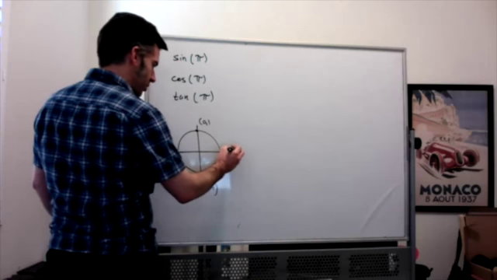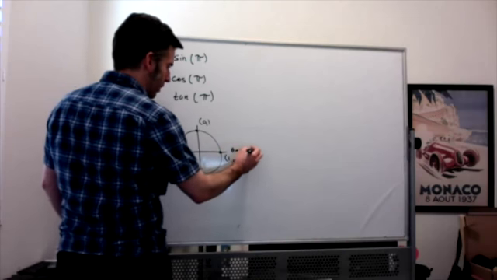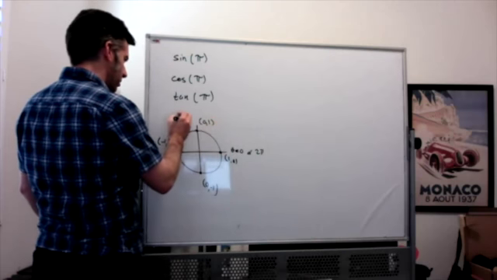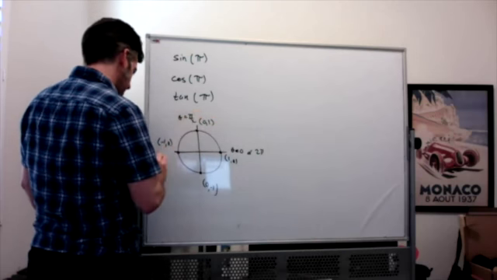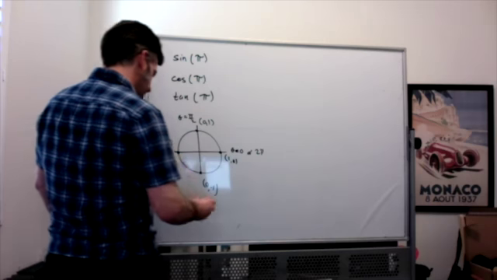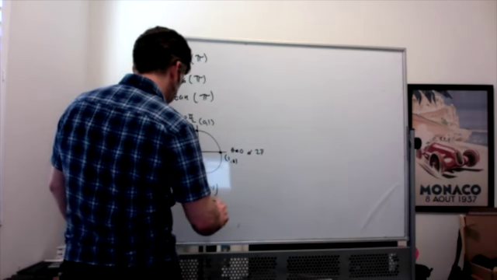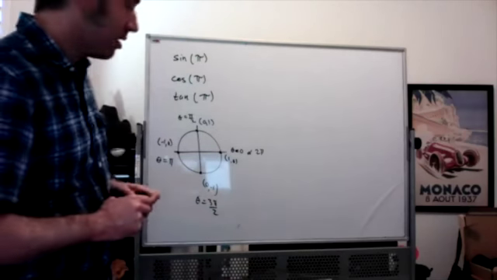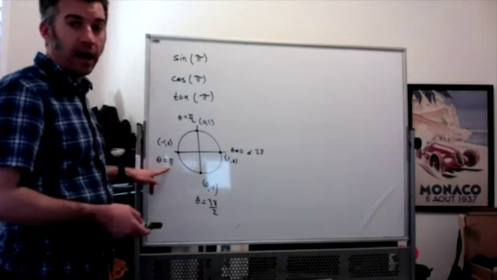And I know this angle is 0, or 2 pi if we go all the way around. This angle is pi over 2. This angle is pi. This angle down here is 3 pi over 2. So we've got the whole picture. And then we're looking at pi.